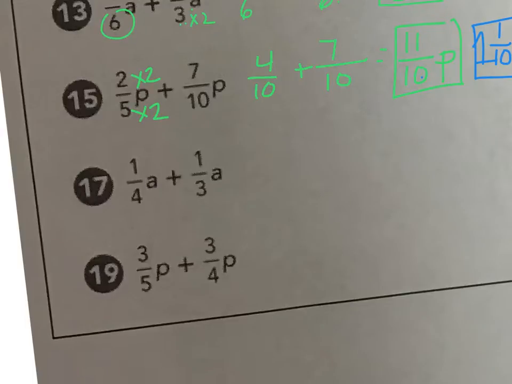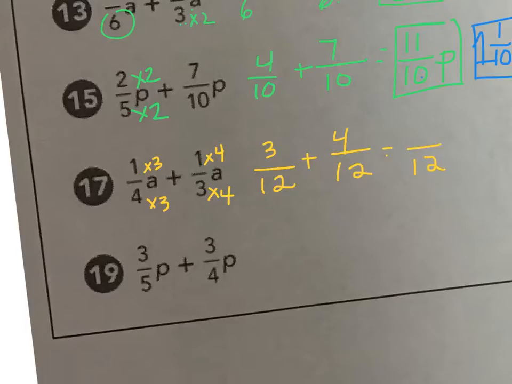Common denominator here with 4 and 3 is going to be, well, I can't use a 4 or a 3 because they both don't multiply or have factors that go into each other. So let's go with 12. 4 times 3 is 12. 1 times 3 is 3. 3 times 4 is 12, so 1 times 4 is 4. Now I can add them up. That gives me 7 a's.